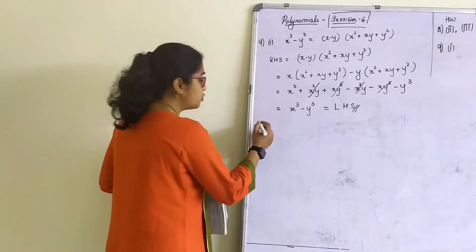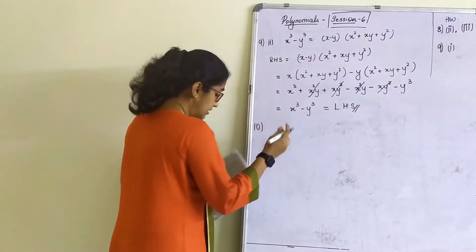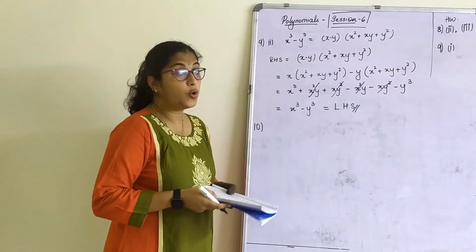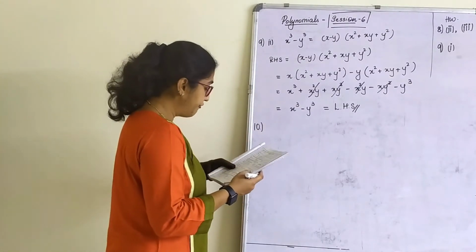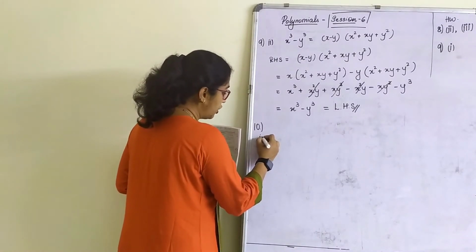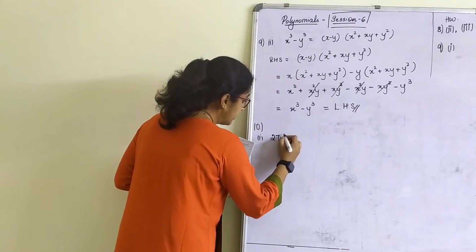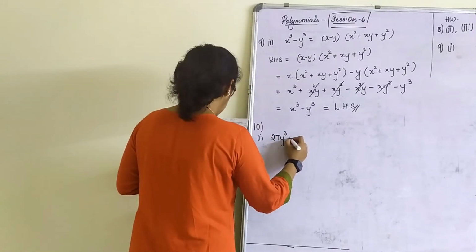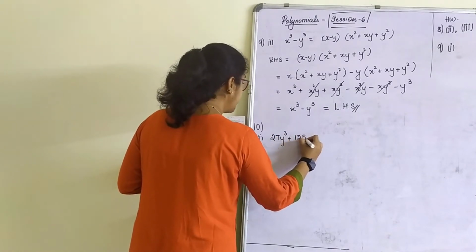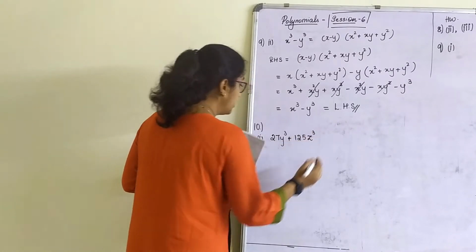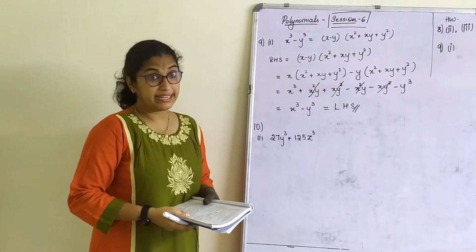So quickly we move to the 10th one here. 10th one also, no homework, I will be solving it. Factorize each of the following. So the question is 27y cube plus 125z cube. Now it is again applied identity only.